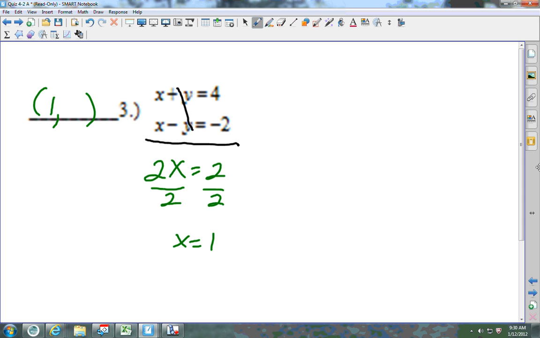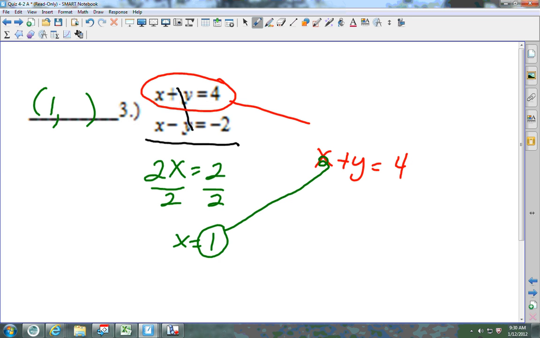Now, choose one of your two equations. I'm going to choose this top one. x plus y equals 4. x is 1. Take this 1 and put it in here. 1 plus y equals 4. Well, a lot of times you can look at this and figure out what it's supposed to be, I hope. y equals 3. Your answer should be 1, 3.